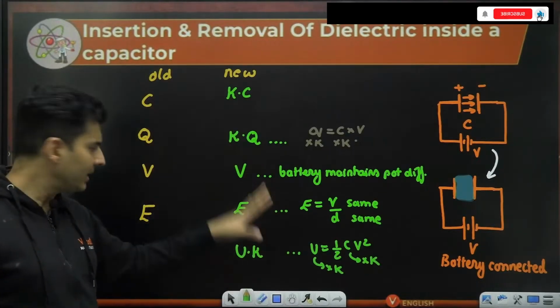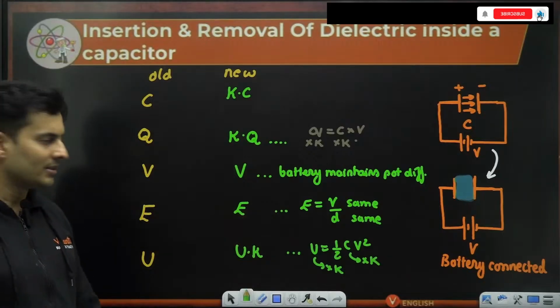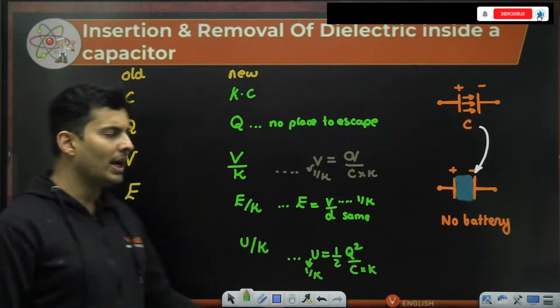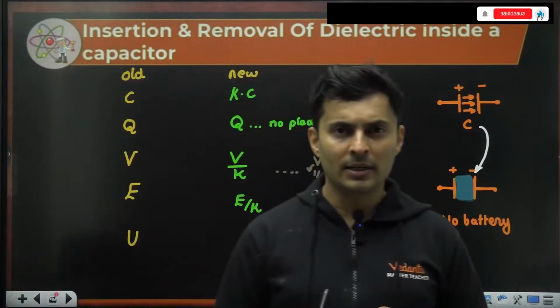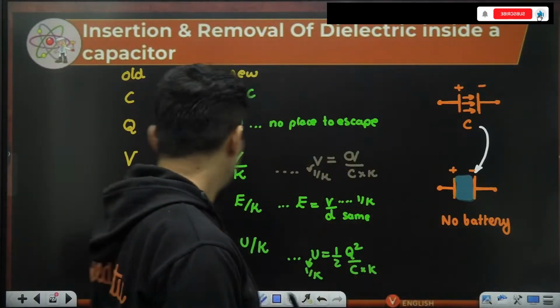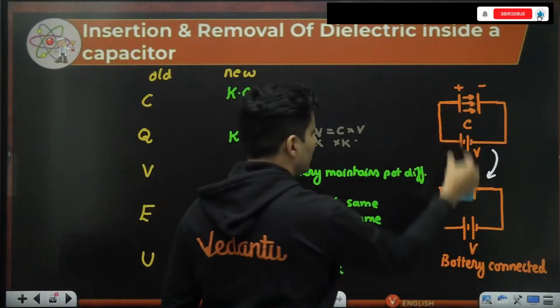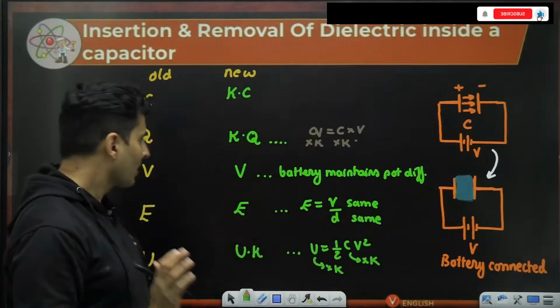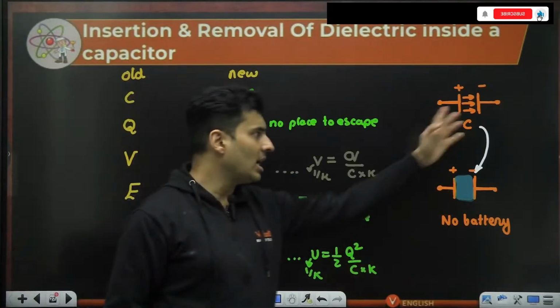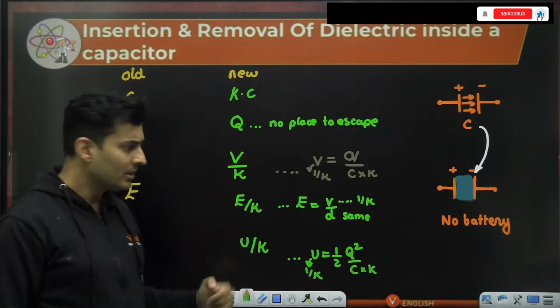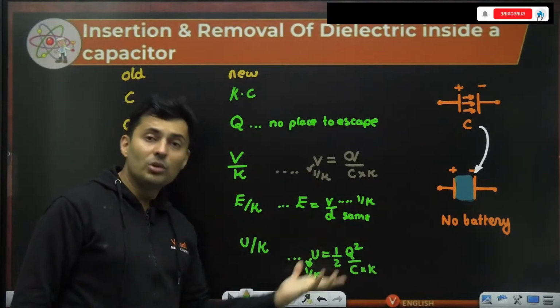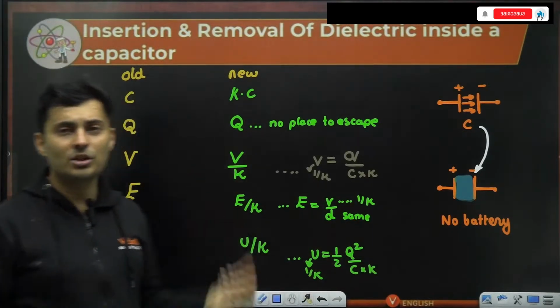When you remove the dielectric, the exact reverse will happen. Is this clear how to do the analysis? First, see whether the battery is connected or not. If battery is connected, then the potential difference across the capacitor will be maintained. If there is no battery connected, charge will be maintained. Based on that, you can do the rest of the analysis. For energy, you need to see what is constant and accordingly change your formula.